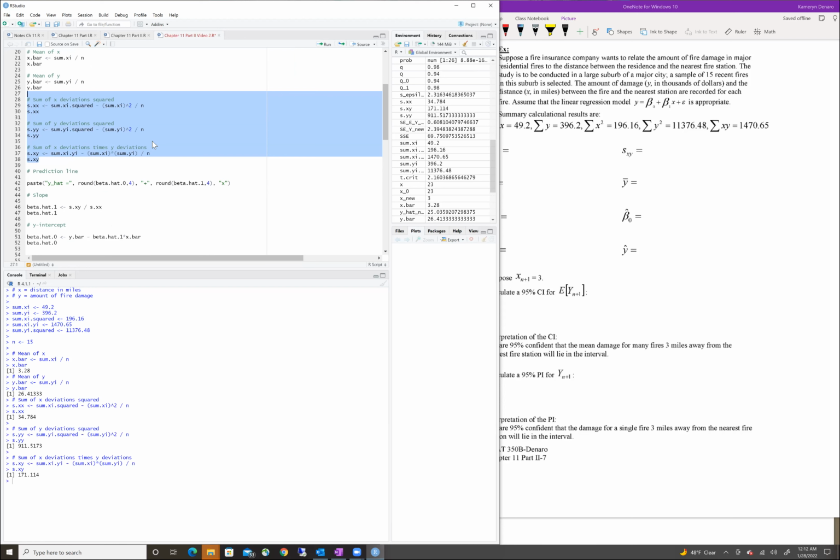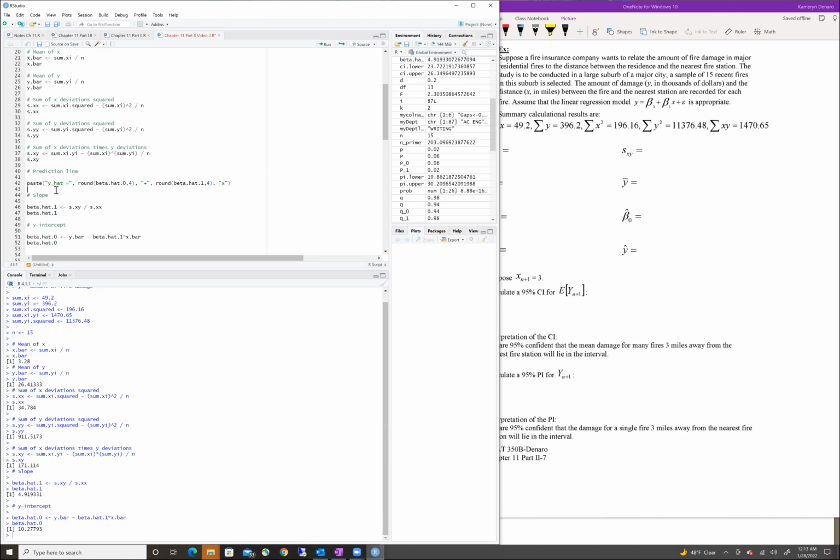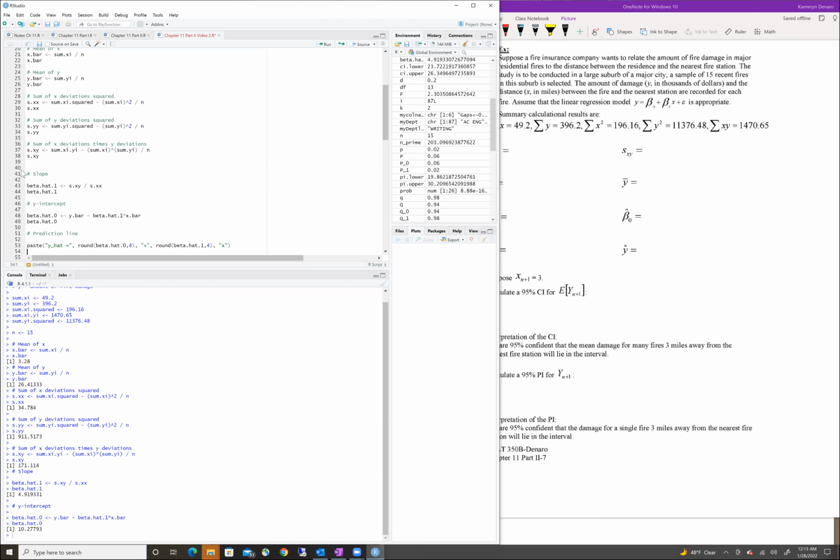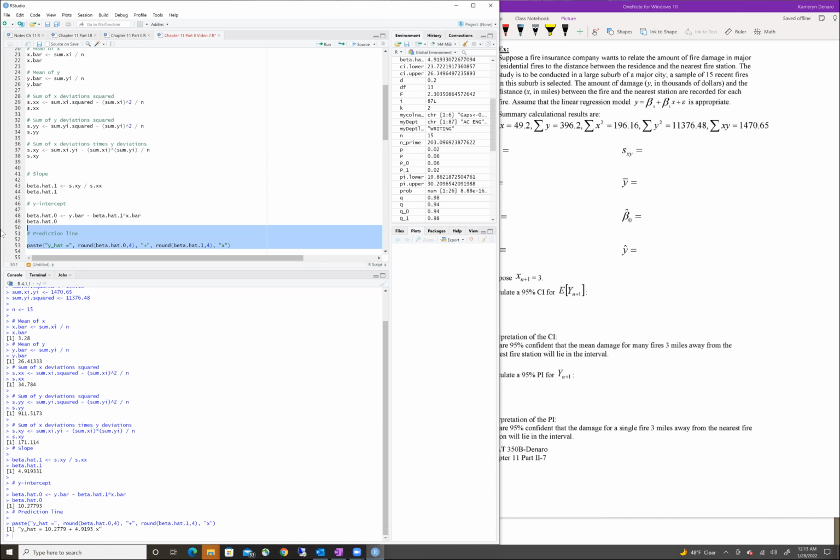Our prediction line can be found by pasting in beta hat 0 and beta hat 1. We calculate our beta hat 0 and 1 in the regular way for simple linear regression, and then we paste in the prediction line. So we get y hat equals 10.2779 plus 4.9193x.